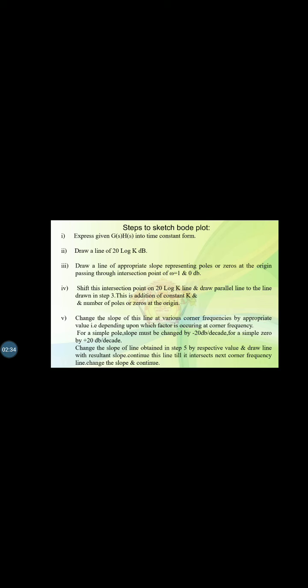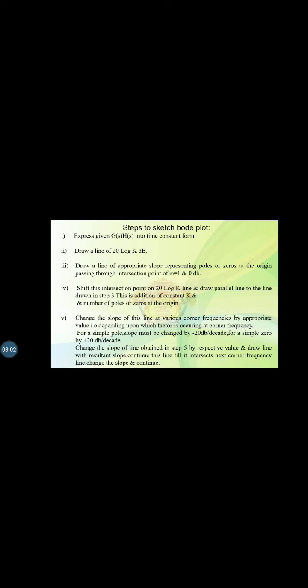Steps to solve. Whatever work we have to carry out using Bode plot has to be on a semilog graph paper. First we'll see what are the steps to sketch Bode plot. Step 1: Express given G(s)H(s) in time constant form. Step 2: Draw a line of 20 log K decibels.